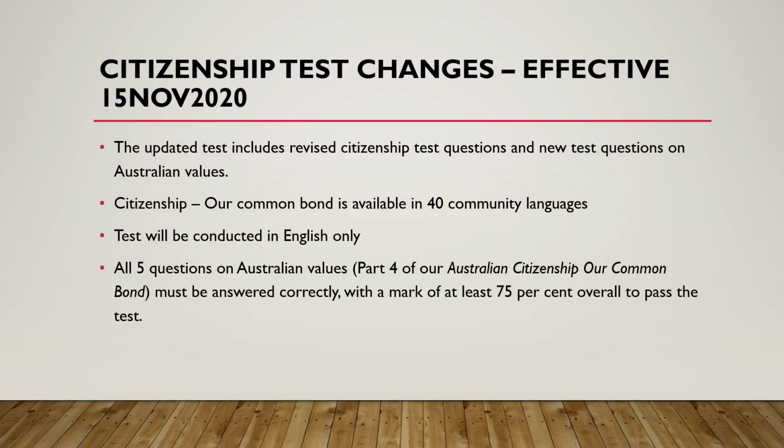So the updated test includes the revised citizenship test and new test questions on Australian values. It's available in 40 community languages, the Common Bond, but the test will be conducted in English only. So this is the major change: all 5 questions on Australian values, which is part 4 of the Common Bond PDF document, must be answered correctly, and you should obtain at least 75% overall to pass the test.